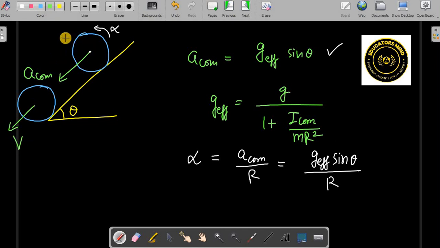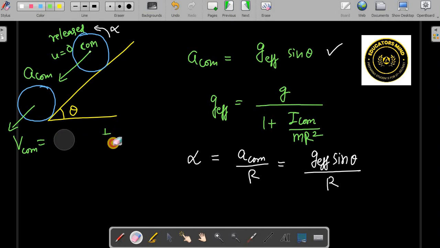Initially, let us say you have released it, so initial velocity u is 0. Center of mass velocity is 0, right? So v center of mass at the bottom is equal to u plus at, right? u plus acceleration of center of mass into time. Or, but time is, let us say, not given.